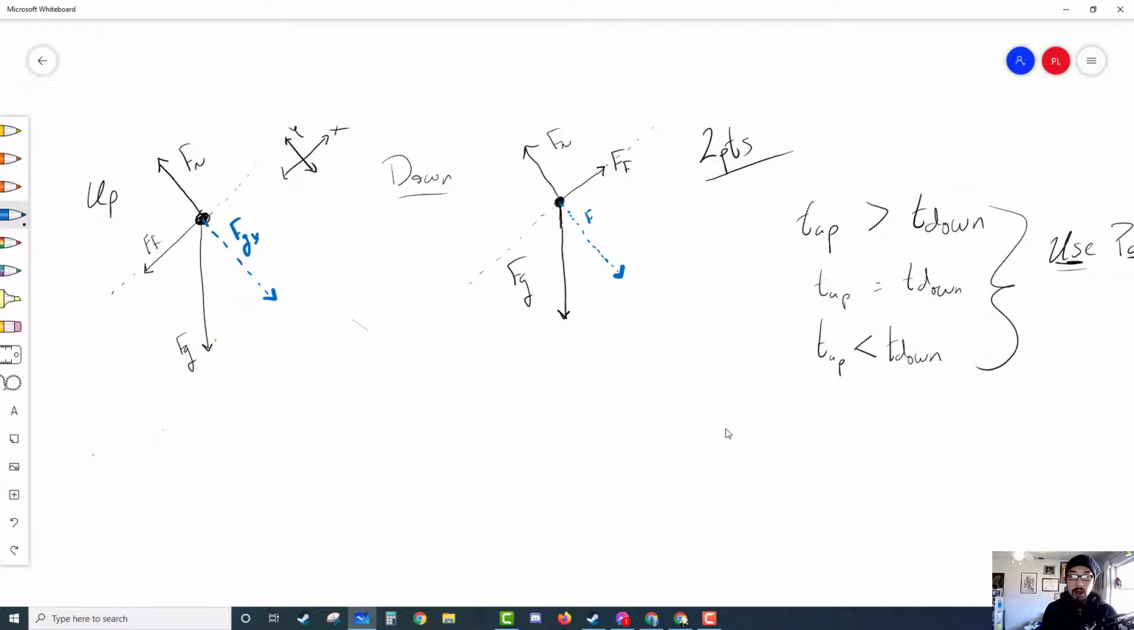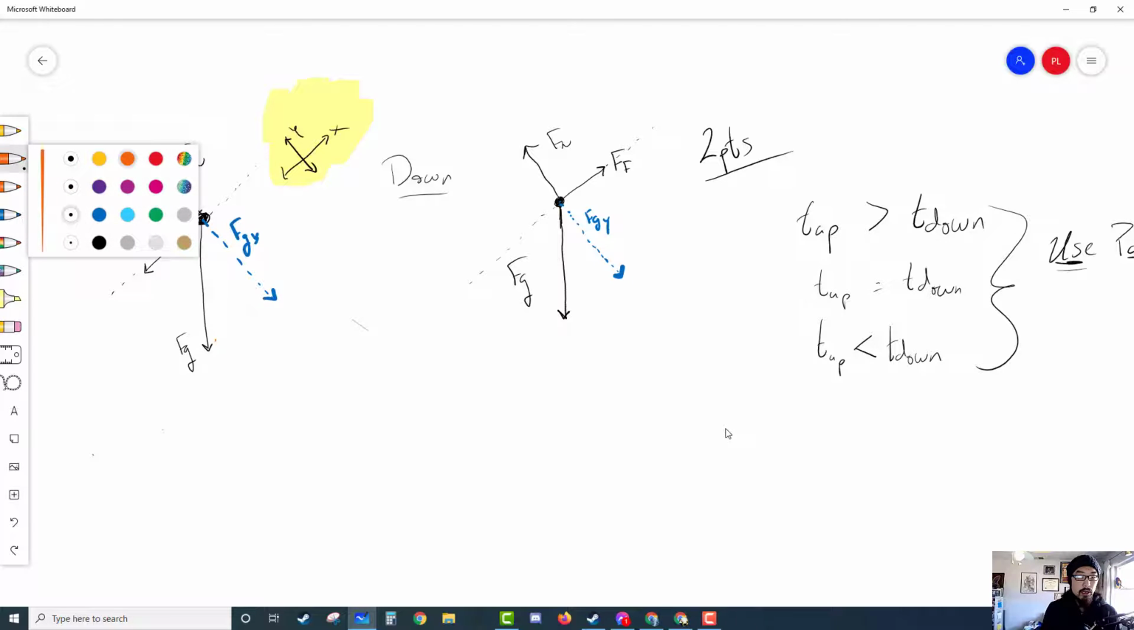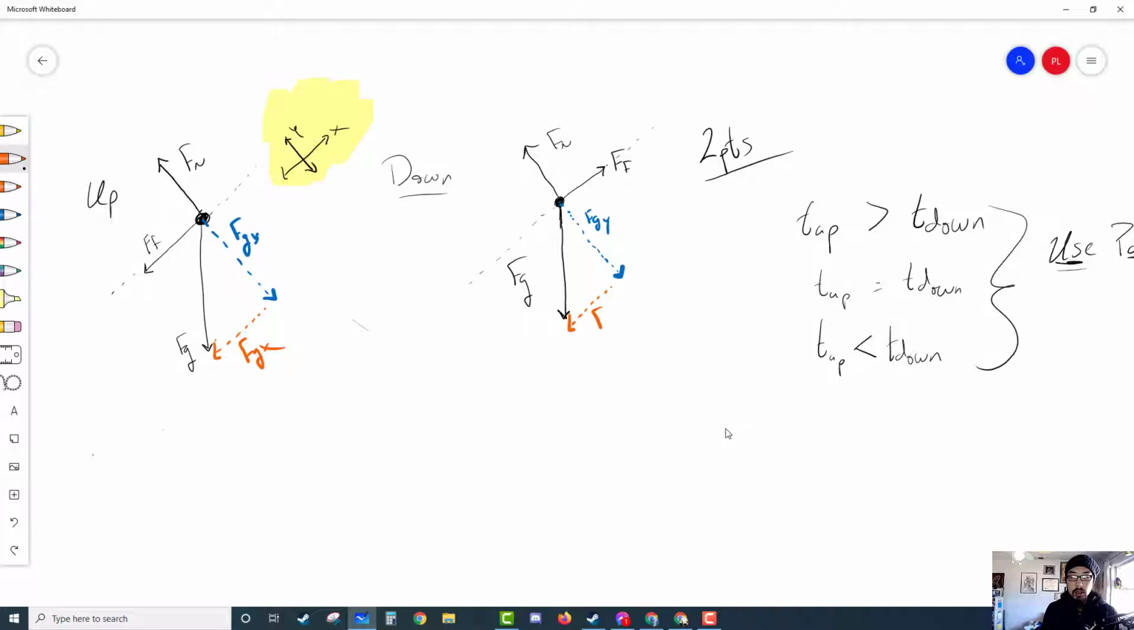So here we have FGY. If this is up here, this is my coordinate. We have FGY, and let's do this one in orange. And here we have FGX. So this is FGX, and it's pointing down and to the left because F of g is pulling the object down and to the left. All right, so here we have our component version of the free body diagram.